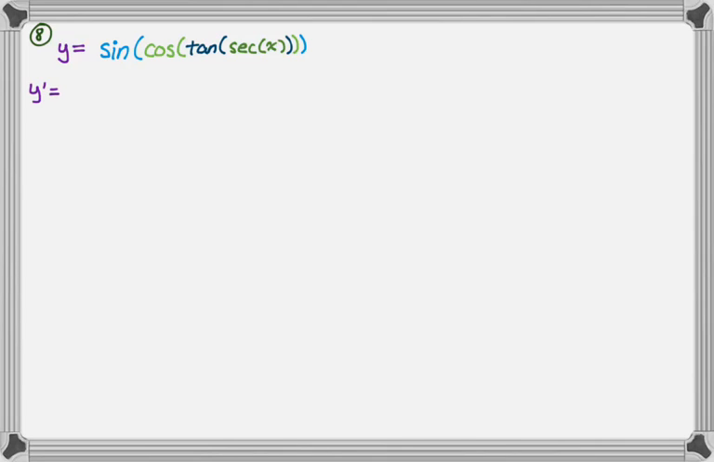So y prime is going to be, so we have sine of something. The derivative of sine of something is cosine of that thing. So what's that thing? It's all of this stuff: cosine of tangent of secant of x, times the derivative of this thing. So we need to take the derivative of cosine of tangent of secant of x. The derivative of cosine of something is negative sine of that thing. And that thing is tangent of secant of x.